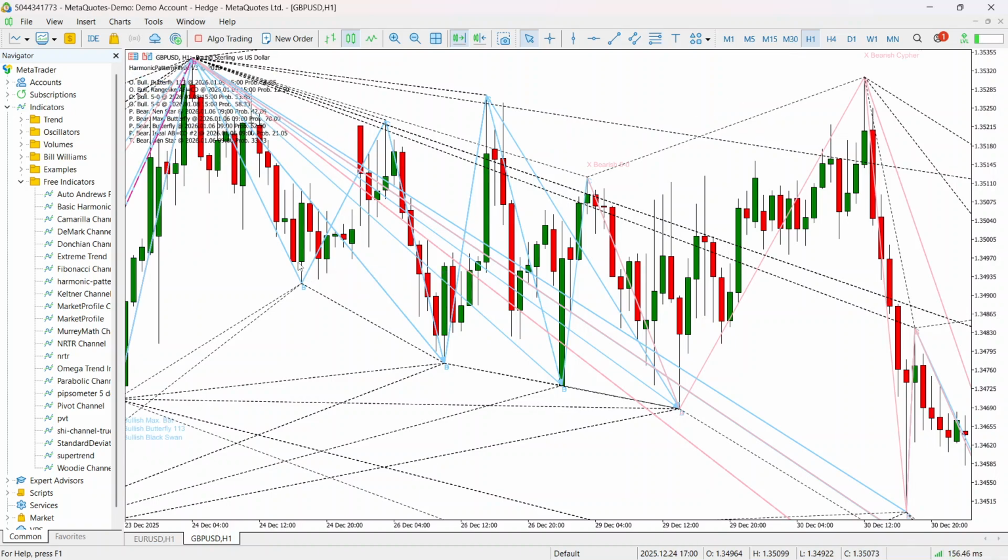This overview from the Forex Geek shows how automatic detection of harmonic patterns with precise Fibonacci ratios can identify high probability reversal zones with clear entry, stop loss, and target levels.